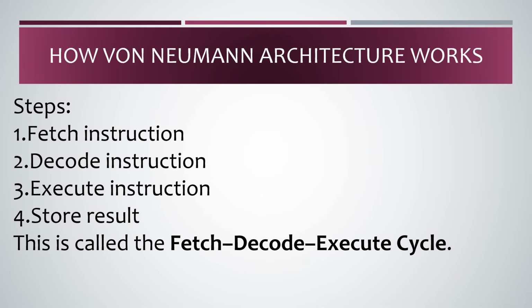Now let's see how the von Neumann architecture works. The first step is to fetch the instruction. The second step is to decode the instruction, translating it into a form understandable to the computer. Then it executes the instruction, works on it, and after working on it, it stores the result. That is why it's called the fetch, decode, execute cycle.